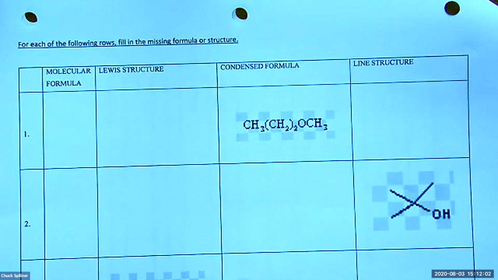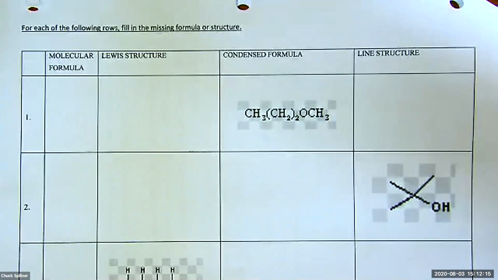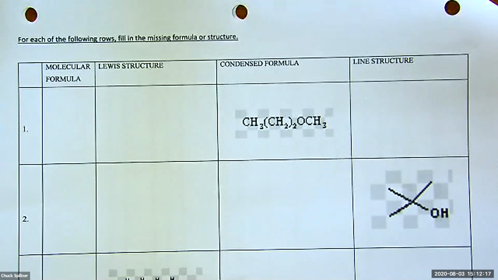So let's look at this. We've got 3 rows here with 3 different compounds and 4 columns. The first column is the molecular formula. I always want you to be able to write the molecular formula from the structure. That's very important. When you're doing chemistry, you often have to know what the molar mass is, and you find the molar mass from the molecular formula.